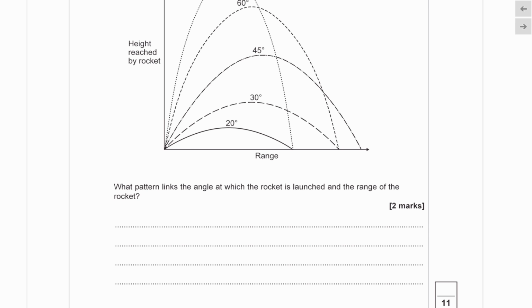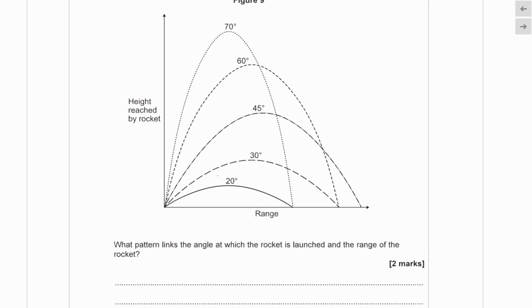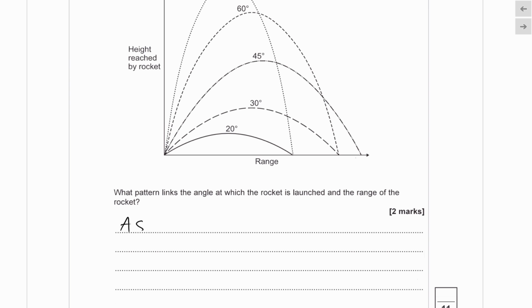You can see that when the angle is 70 degrees, the range is quite short because obviously it goes up, but it doesn't go across too much. 60 degrees is slightly better, but it doesn't reach the range of the 45. Okay, and so that means that as the angle increases above 45 degrees, the range decreases. Okay, so that's the first thing I'm going to say. As angle increases above 45 degrees, range decreases.